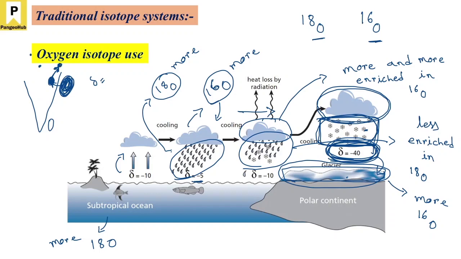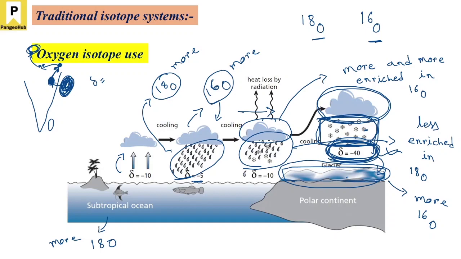So here as well, the value will be negative. From this, it moves here to Lucknow. So the value will be more negative and it goes to Delhi or Kashmir. Then it forms snow. Then this snow layer will also have a very high negative value, like this minus 40 in here. So obviously this glacier in here will also have a very high negative delta value, enriched in 16O over the 18O.